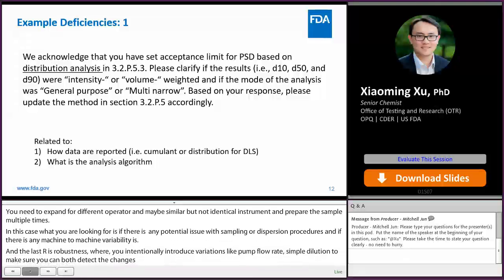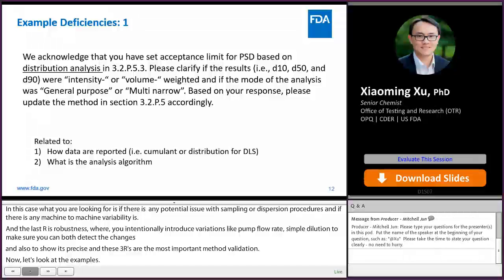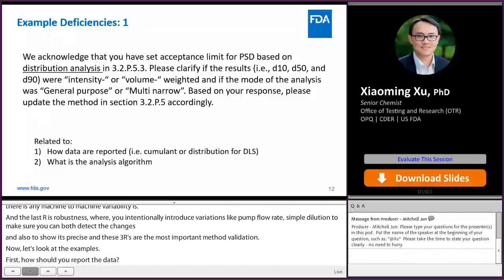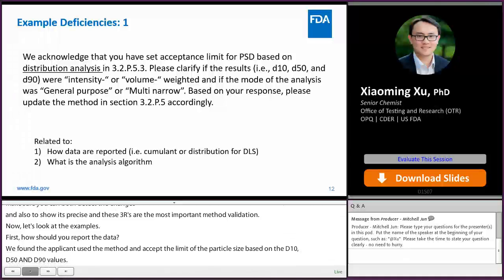First, how should you report the data? In this example, we found the applicant used the dynamic light scattering method and set the acceptance limit of the particle size based on D10, D50, and D90 values. However, it is unclear what is the weight. For example, if it is intensity weighted, which is closer to the original data that is generated from the instrument, or if it is volume weighted, which would require a transformation using Mie theory. If it is the latter, the risk of improper use of the method certainly increases.